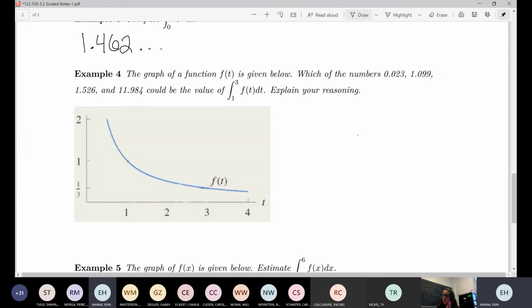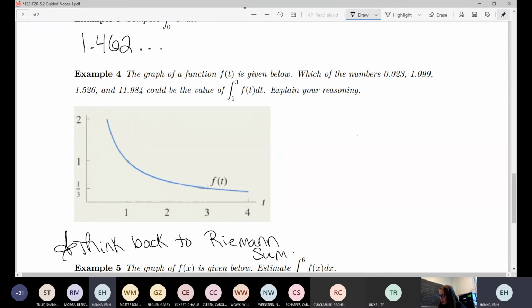so we have the graph here of a function f of t, and we want to know which of the numbers, they have 4 of them, could be the value of the integral from 1 to 3 of f of t dt. Explain your reasoning. Now here we don't actually know what the function is, so we can't punch it into a calculator because we don't know what f of t is. So here's where we want to think back to Riemann sums. So we want to go from 1 to 3 because those are the bounds of our integral here.